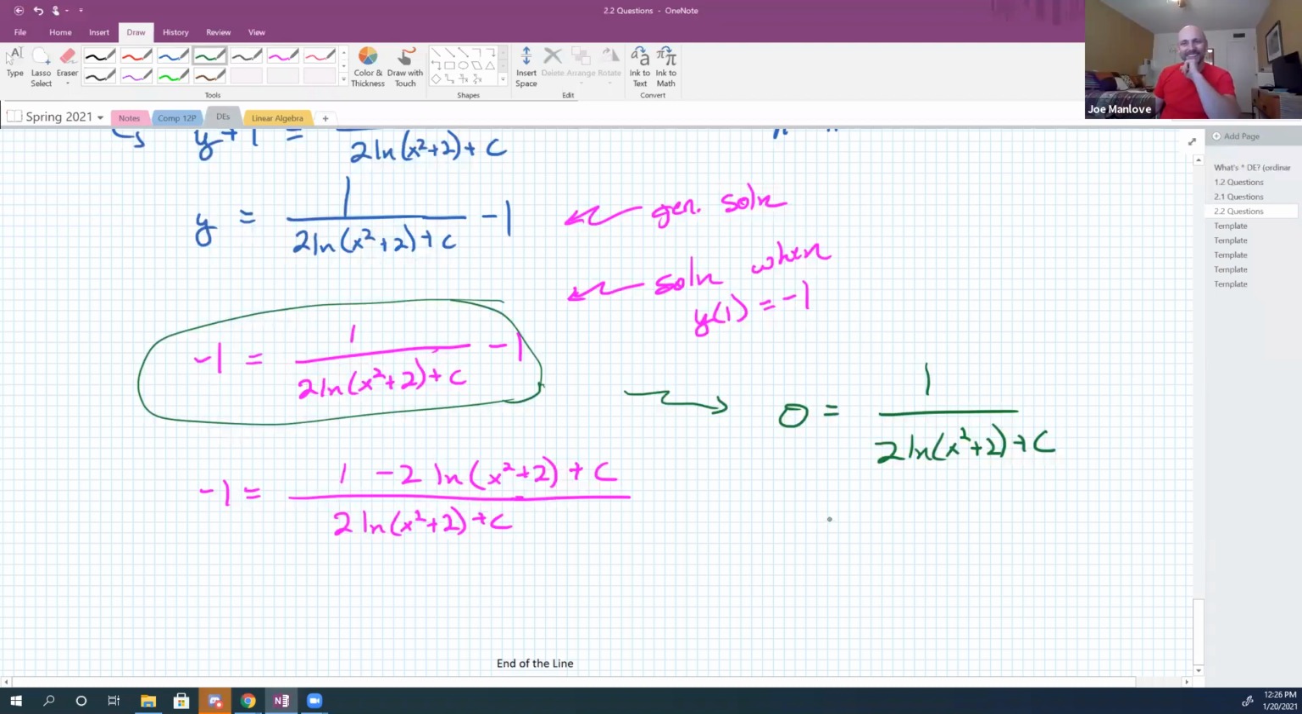Awesome. I'm glad to know I didn't do something wrong. Yeah, no. The answer to this one is that there is a general solution to this equation, but this IVP does not have a solution. Cool.